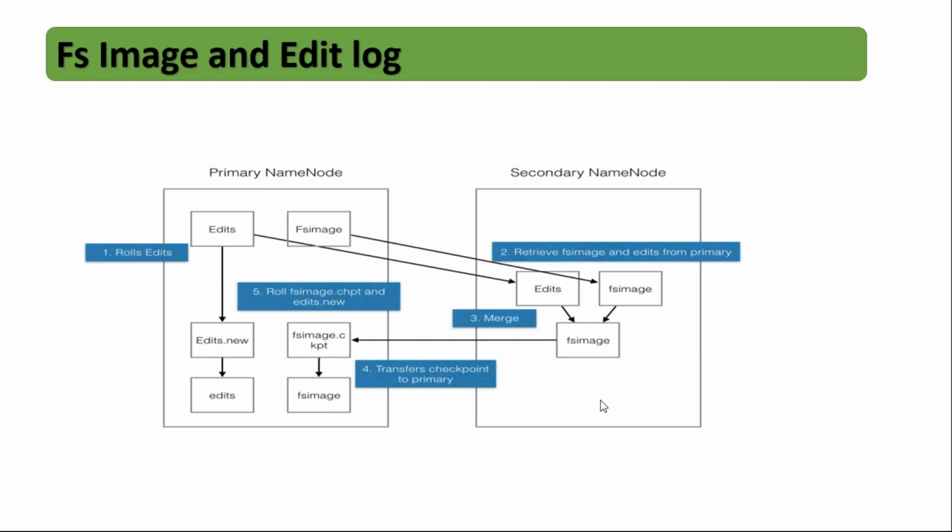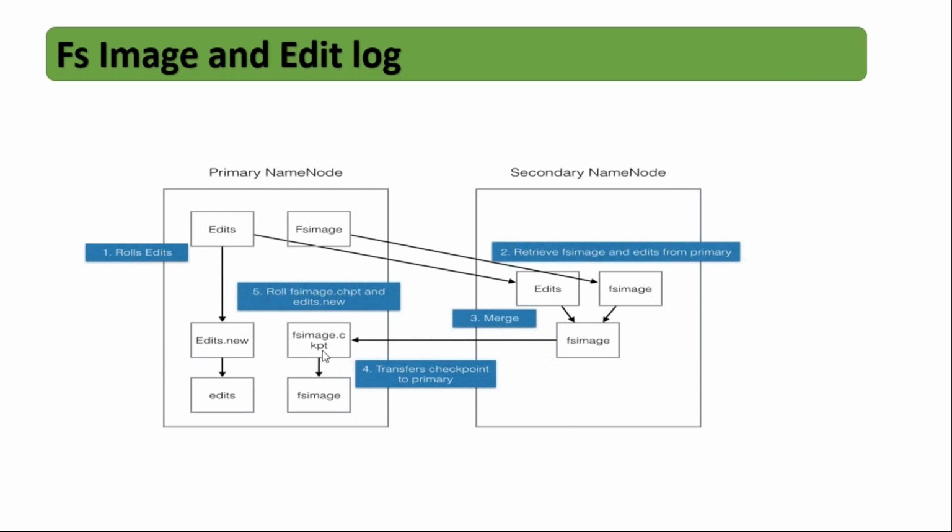So what is happening here is, the primary name node and secondary name node. The primary name node has edits and FS image. These 2 will be copied to the secondary name node, where edits and FS image are merged into FS image. See, this will happen automatically. We don't need to do anything. We are just discussing internally what is happening with the metadata. This FS image will be copied to the primary name node as FS image checkpoint.